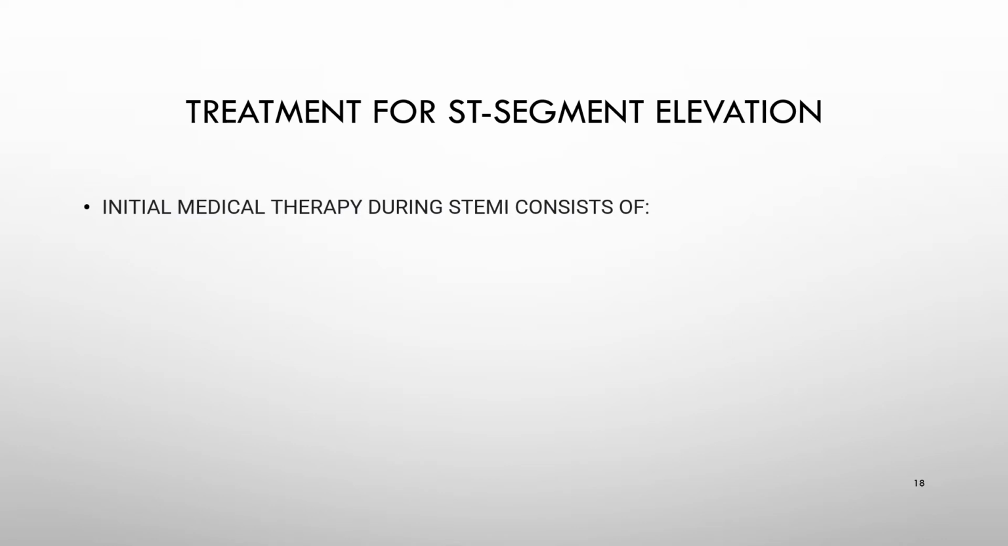So what is the treatment for ST elevation? The initial medical treatment consists of a few different items. Number one, you need to administer oxygen. Oxygen is needed because a lot of times with this kind of rhythm, you don't get enough oxygen to vital organs in the body, mostly the brain.